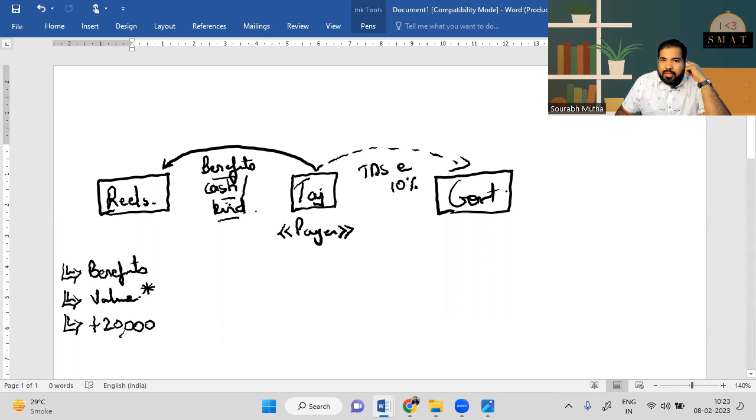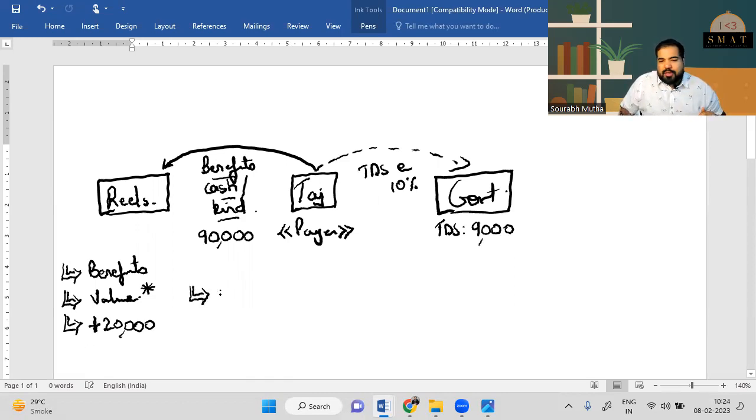So example, this Taj voucher or these Vistara Airways tickets, etc., cost 90,000 rupees. Then on 90,000, they will have to deduct 9,000. Of course, in vouchers, they'll have to value it, and 9,000 they will have to pay as TDS. Now, this is only if it's more than 20,000.